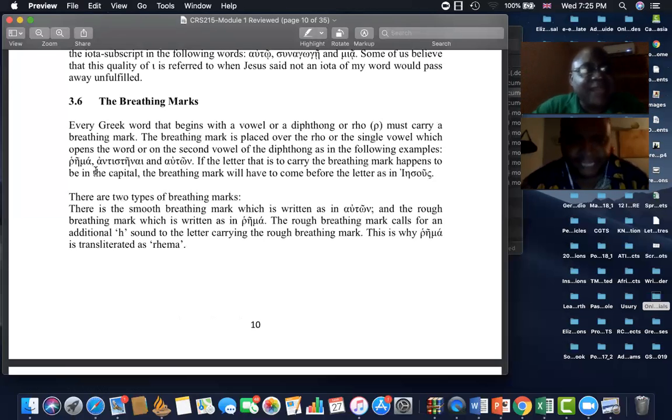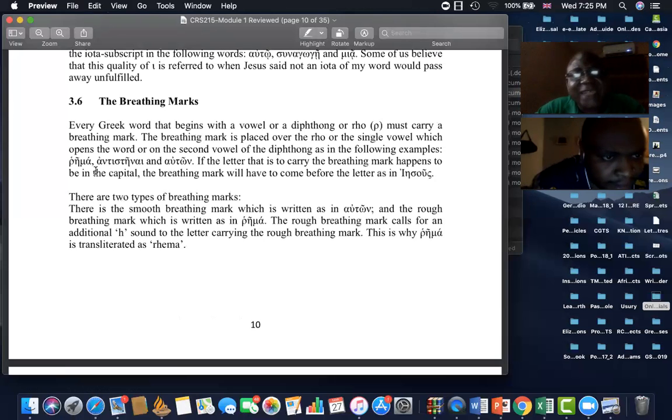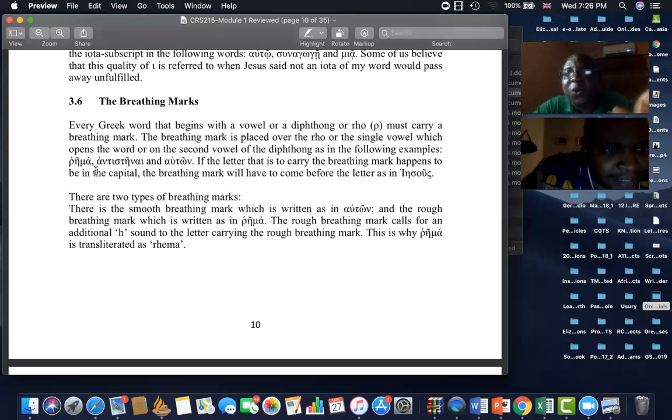Again, there are three examples with you, on line 4 of 3.6. There you see rhema. You see a sign on top of rho. It looks like an inverted comma, open. That is the breathing mark.